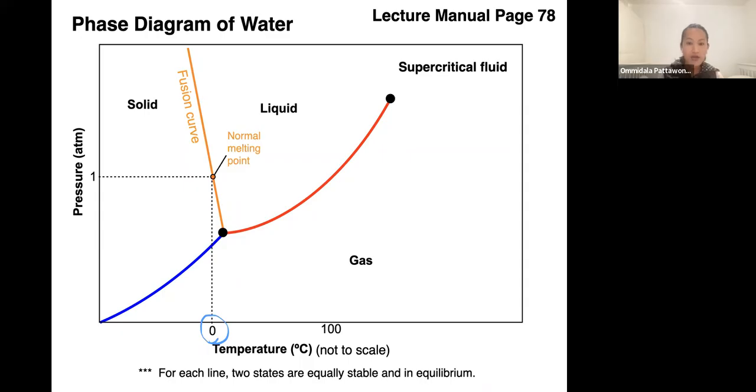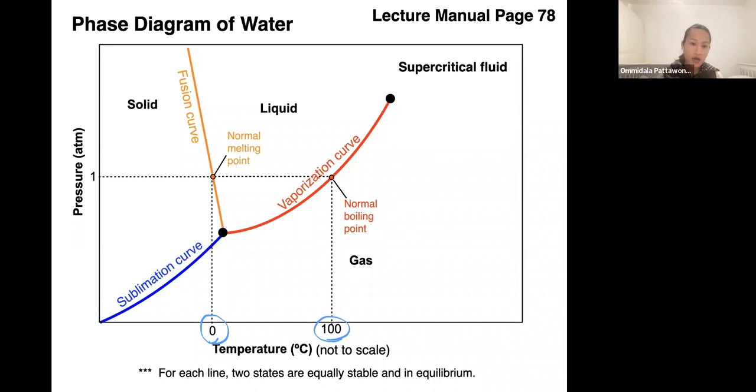For water, that would be 0 degrees Celsius. If you are looking at the boundary between liquid and gas, this is what we call the vaporization curve. Along the vaporization curve, liquid and gas exist in equilibrium. At 1 atm pressure, the temperature is what we refer to as the normal boiling point. For water, it would be 100 degrees Celsius.